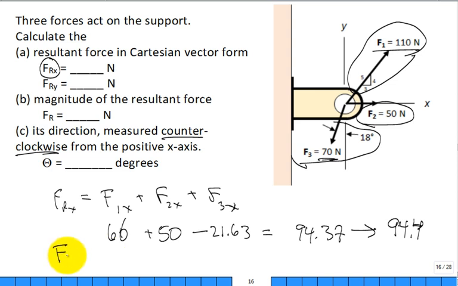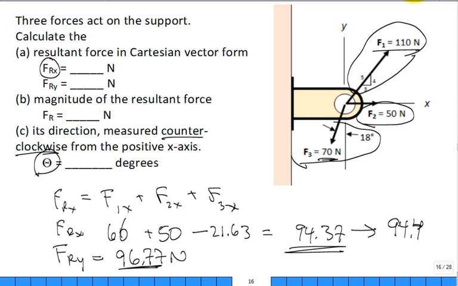So let me do this. I'm going to give you f of r y. This is going to be 96.77 newtons. Use this number for four significant digits. Give me theta in degrees to three significant digits. Oh, hold it. No, that's the resultant. Oh, man, I messed up. I got to look at my notes better. 21.43. How's that? You agree?